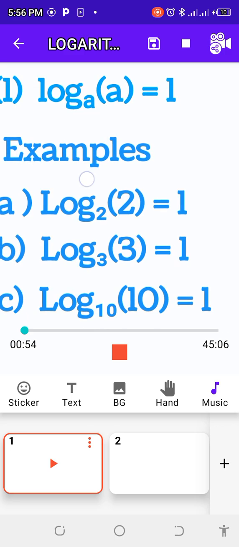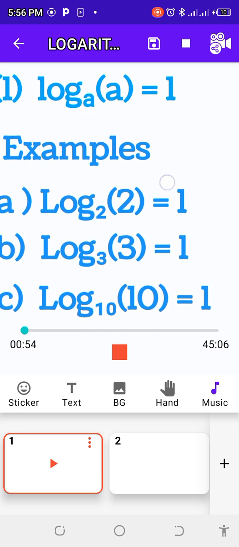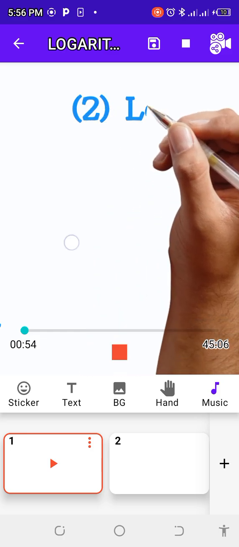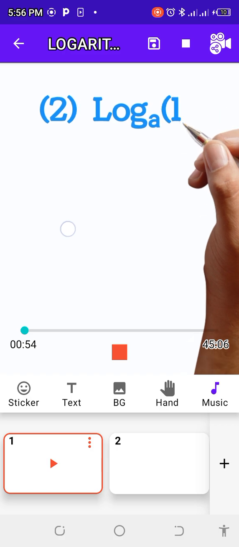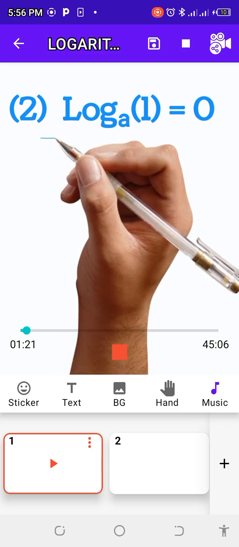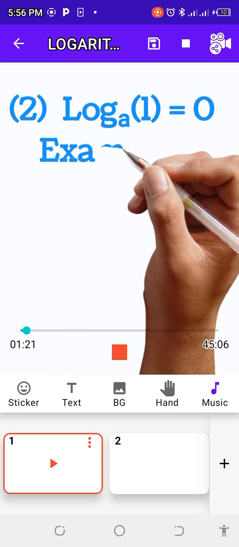Now the second identity says the log of 1 is equal to 0. The log of 1 is equal to 0. You will take down some examples on this identity.